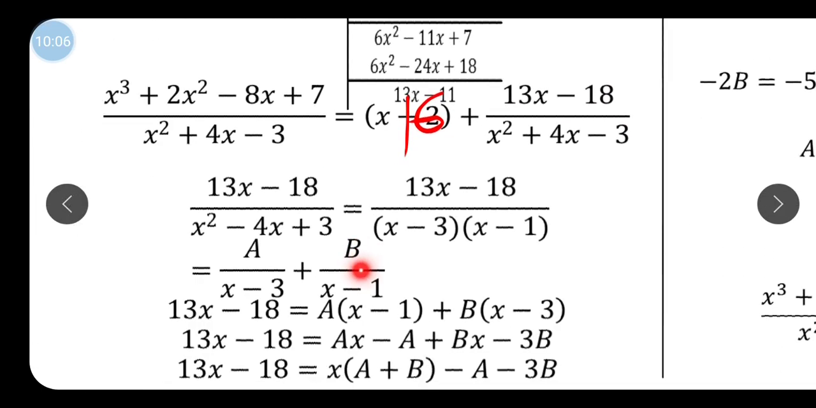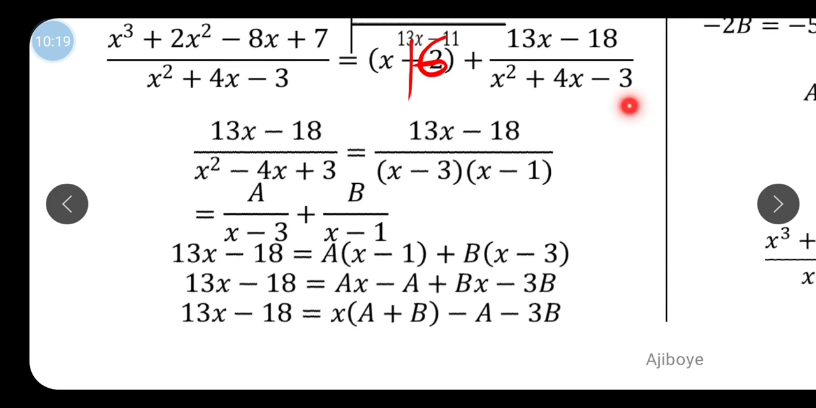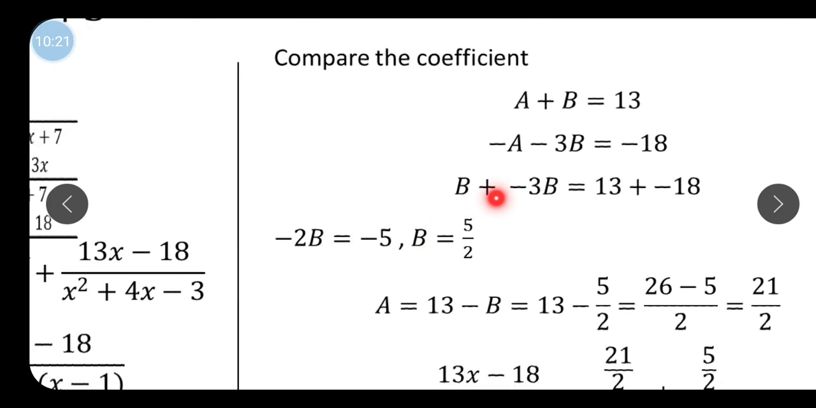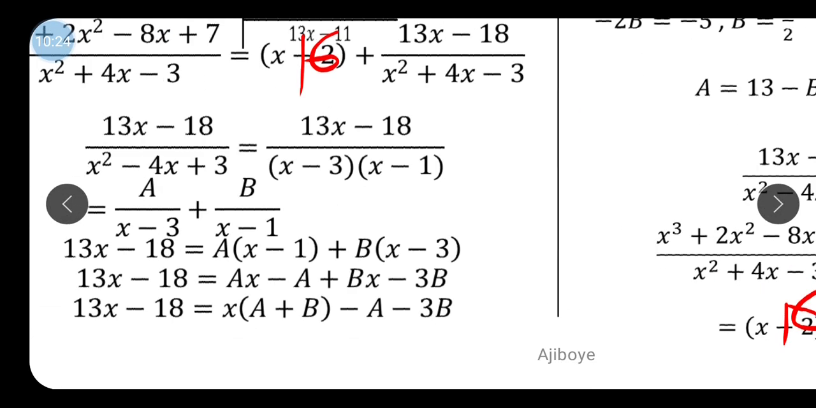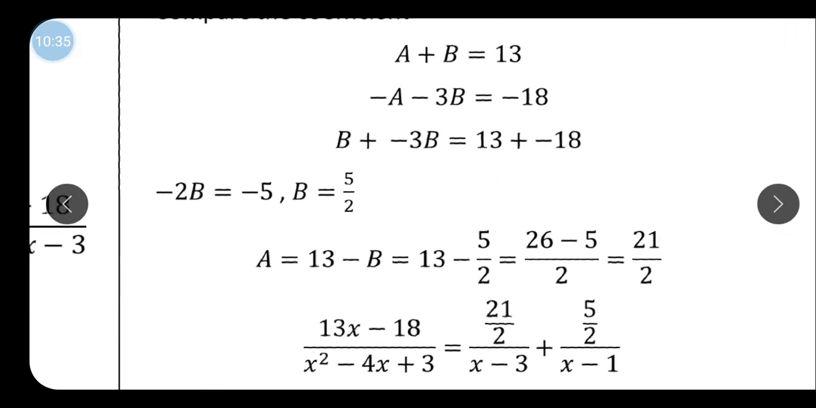On the left hand side, the coefficient of x is 13 and the coefficient of x on the right is A plus B. So therefore, we have 13 equals A plus B when we compare the coefficients. We'll call that equation 1. Also, on the left hand side, the constant is minus 18, whereas on the right hand side, the constant is minus A minus 3B. And therefore, our equation 2 will be minus A minus 3B equals minus 18.